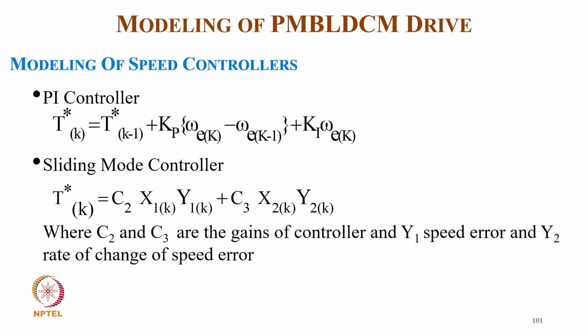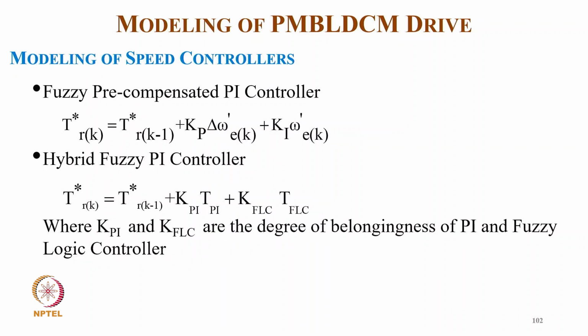Of course, we have to limit it as decided by the rating of the motor or decided by the controller. So T*(k) equal to C2 x1 y1(k) plus C3 x2 y2(k), and C2, C3 are the gains of the controller. y1 is the speed error and y2 is the rate of change of the speed error. And for the fuzzy compensated, we have T*(k) equal to T*(k-1) plus Kp ω'_e(k) plus Ki ω'_e(k). This is a speed error but with the precompensation.